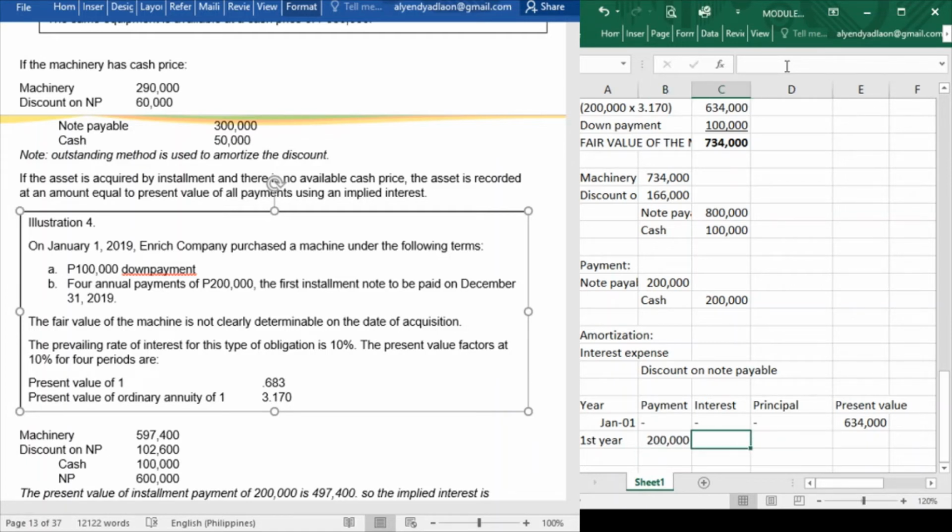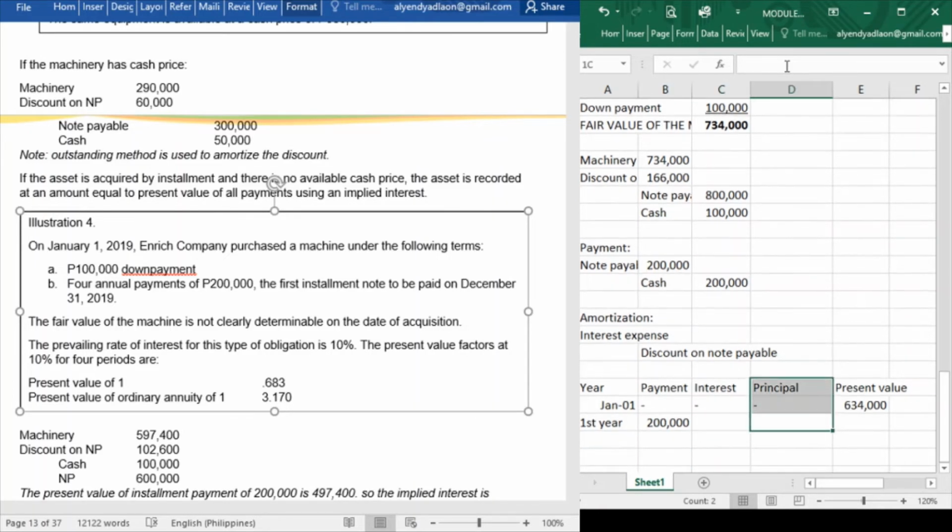200,000. So in the payment of 200,000, it includes the interest and the principal. Now take note that the present value only contains the principal. When we say present value, there is no interest included in the amount. So therefore, we have to get first the interest portion of the 200,000 before we can get the remaining present value at the end of the first year.